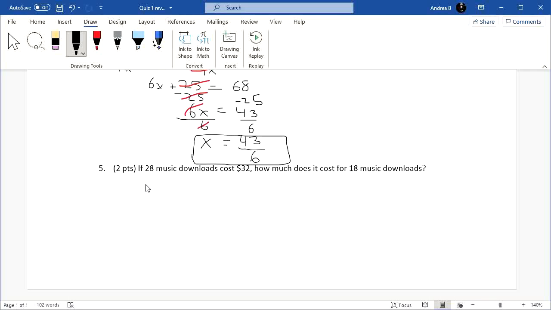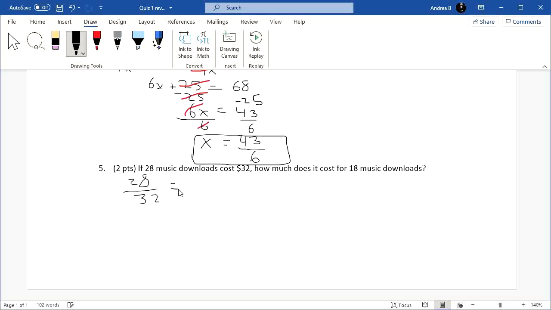And then for the last one, if you have 28 music downloads, that costs $32. How much does it cost for 18 music downloads? So here we'd want to set up a proportion. One way to do so is to do the number of music downloads divided by the cost. And then you can do a similar thing on the other side of the equation.